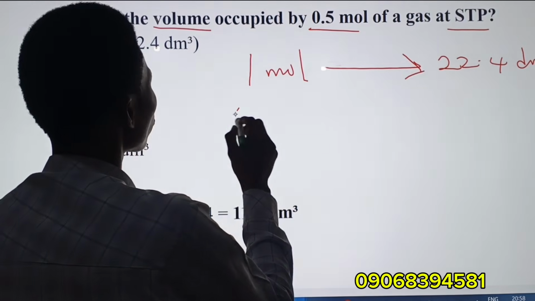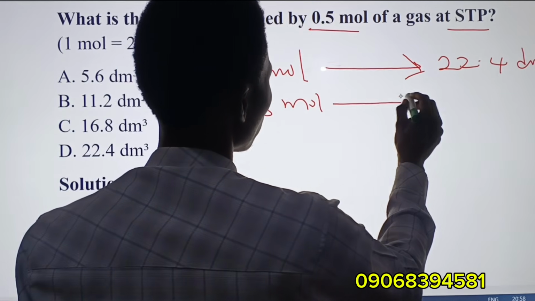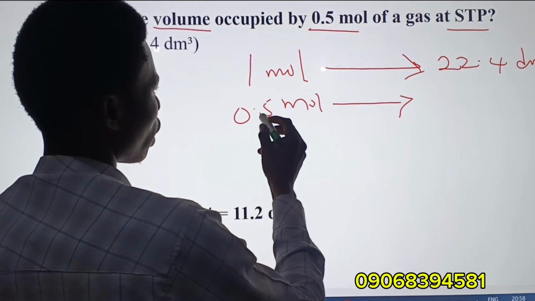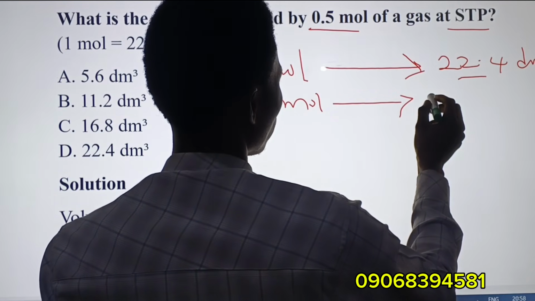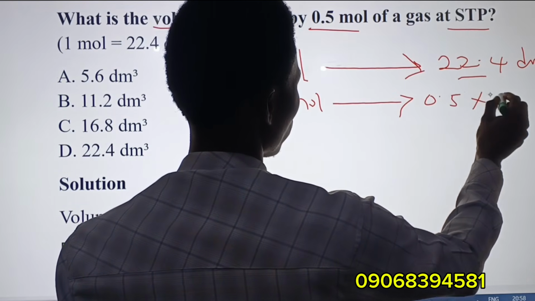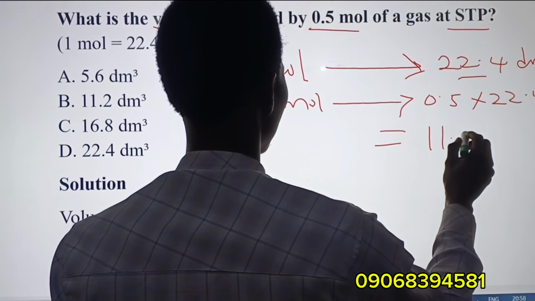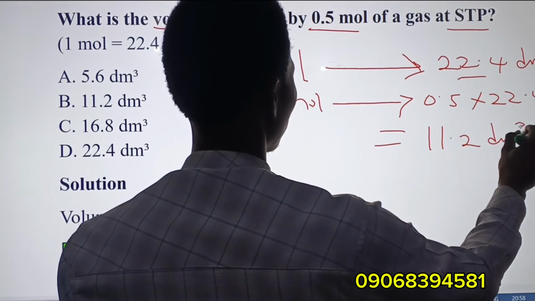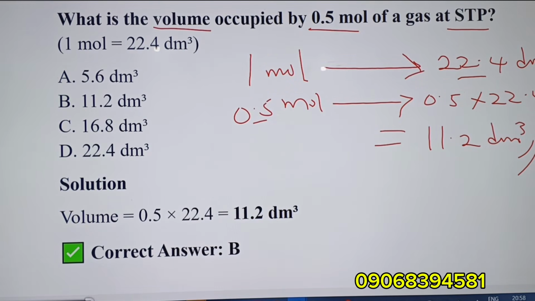So 0.5 moles will be equal to what? Just cross multiply. If you cross multiply, you'll be having 0.5 times 22.4. So 0.5 times 22.4 will give us 11.2 dm³. That's the answer to that question. It's very simple. All right, moving on to the next question.